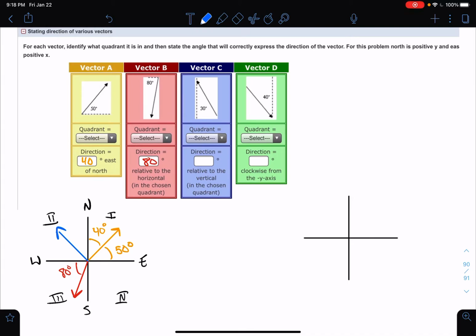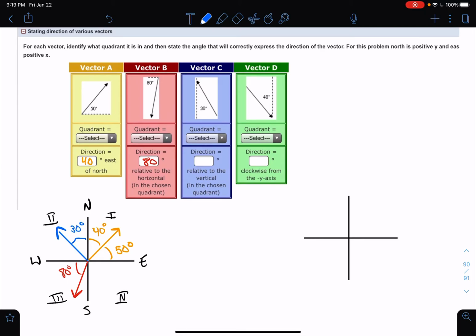Up and to the left. And here you could see the dotted line, instead of being horizontal as it was for A and B, the dotted line is straight up and down, in other words, vertical. So this 30 degrees is between the vertical and my vector. Okay, so here's the vertical, here's the vector. 30 degrees.